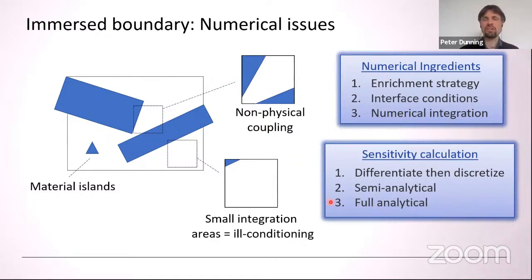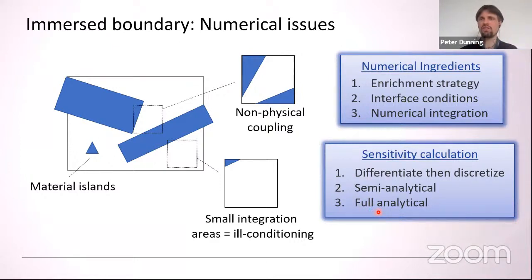One of the main challenges with this is the sensitivity calculation. So for pseudodensities, sensitivity calculation is usually straightforward. You can use a chain rule and everything is nice and easy to work out. But for immersed boundary techniques, there is a challenge. So there are 3 main ways people have done this in the literature. One is to differentiate and then discretize.